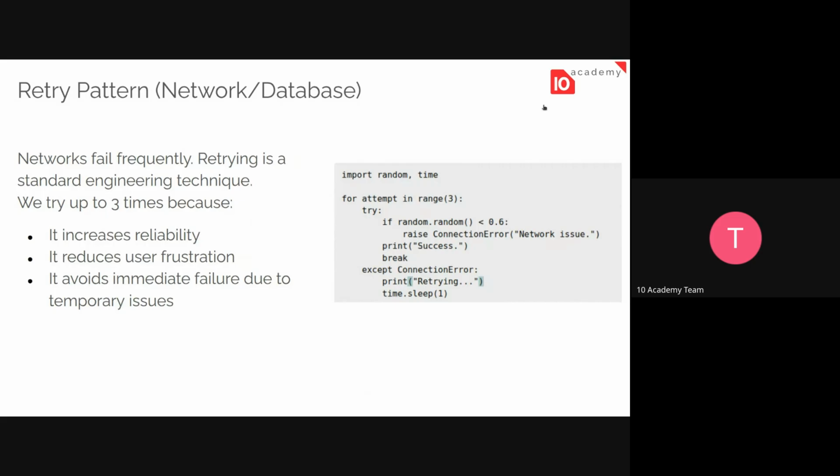Here we have the retry pattern. Networks might fail frequently, so we might need to retry. Instead of giving the error message or feedback, we might want to retry. So here we are retrying 3 times. If the program fails, it will retry 3 times, and if it continues to fail, it will give the error to the user. This helps us increase reliability, reduce user frustration, and avoid immediate failure due to temporary issues.